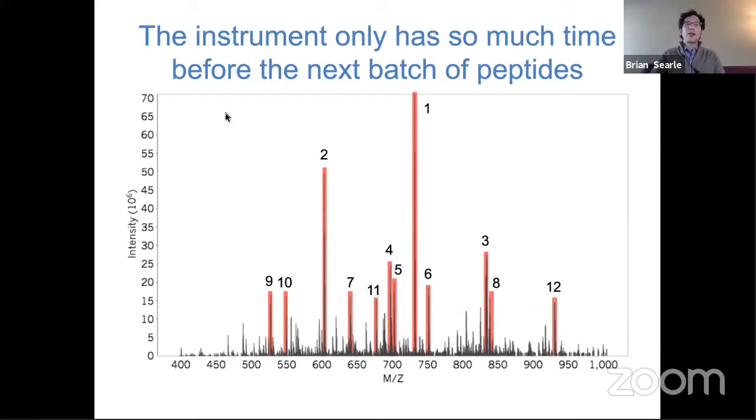Okay, so why is this important? One of the things that's sort of hidden under the covers with DDA is that the instruments only have so much time before they have to work on the next batch. So for example, many methods are top 12 or top 20, and they'll try to sequence these top 12 most intense precursors before having to look at the next precursor scan to derive more sequencing spectra. And this is really important for a variety of reasons.